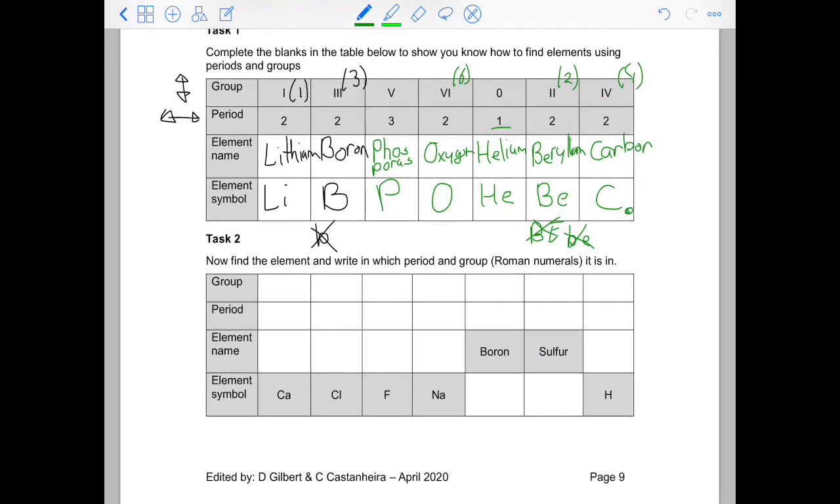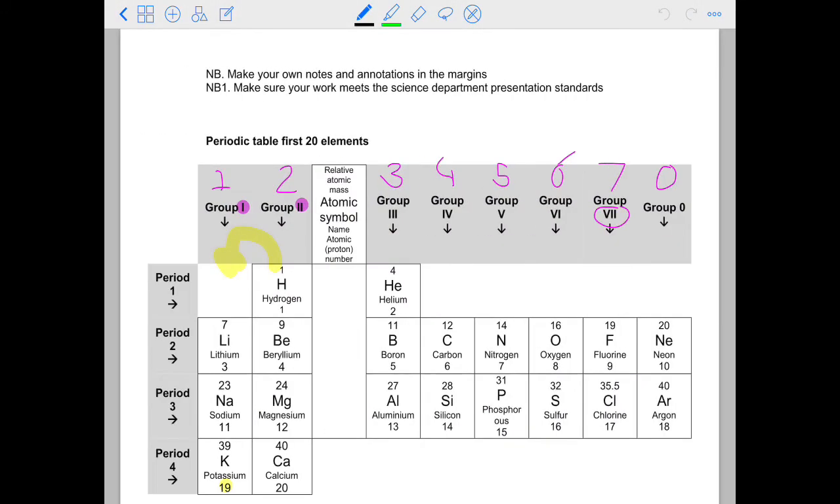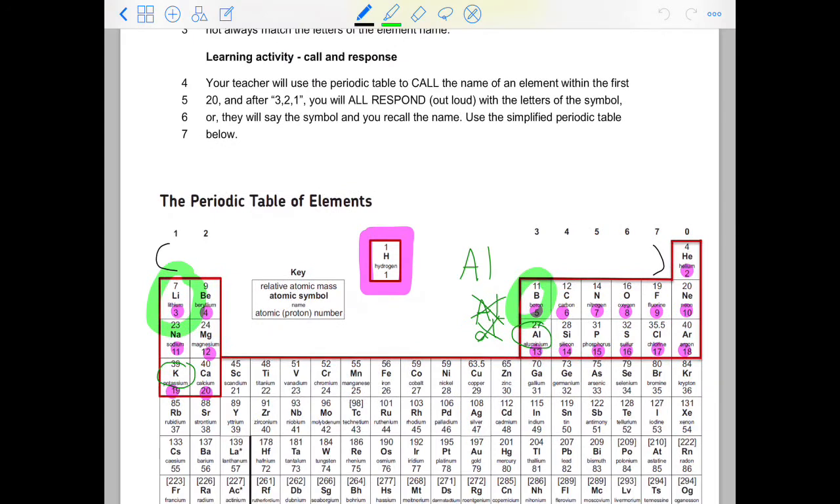All right, along the same lines, keep in mind these are all in the first 20 elements, but find the element and write which group and period it is in. So start with maybe looking for the element names and the symbols, and then I want you to look at your periodic table for the group and the period. So for example, from our task before, you should remember that Ca is calcium. So let's go to our periodic table and see where calcium is. So here I see calcium is element number 20.